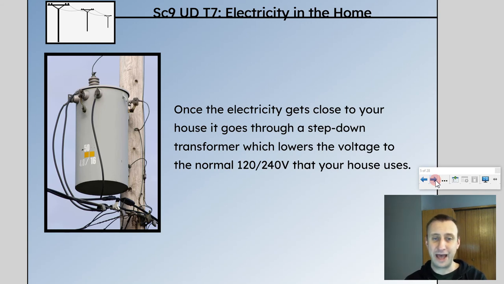So you have that going through your house, normally through power lines that are in the ground. But that is a step-down transformer because it's lowering the voltage that comes from the power line, which will be higher for transmission, to a lower voltage that can be used in your house.